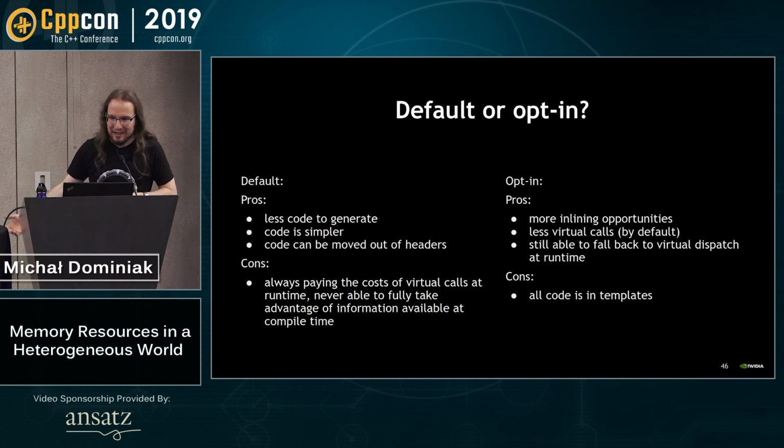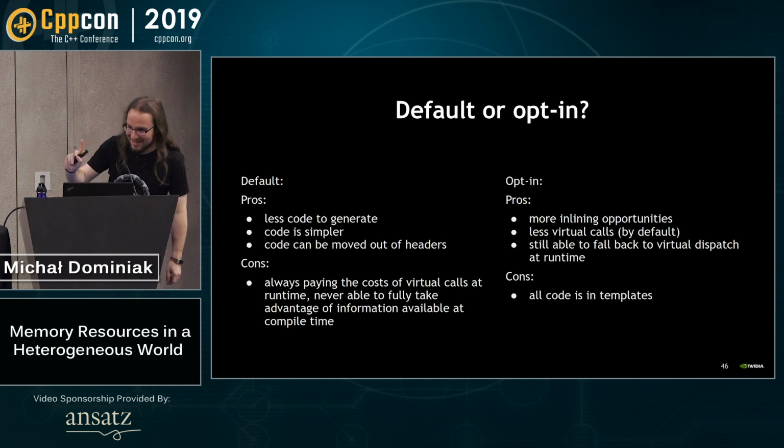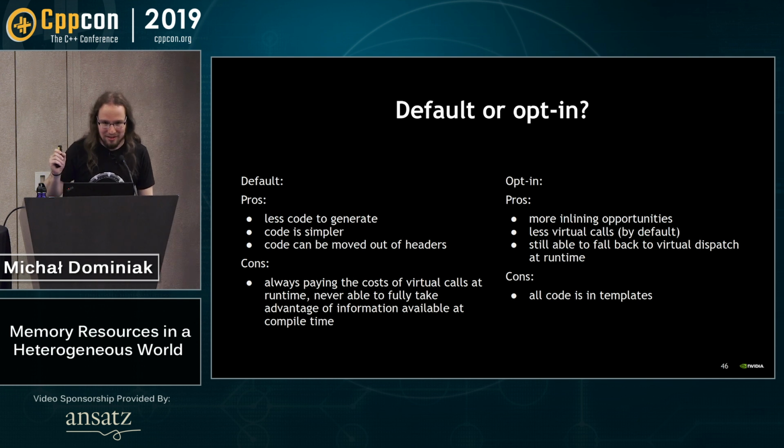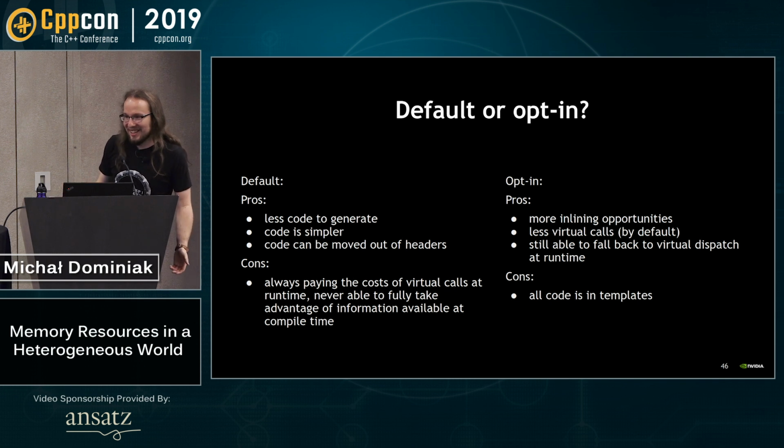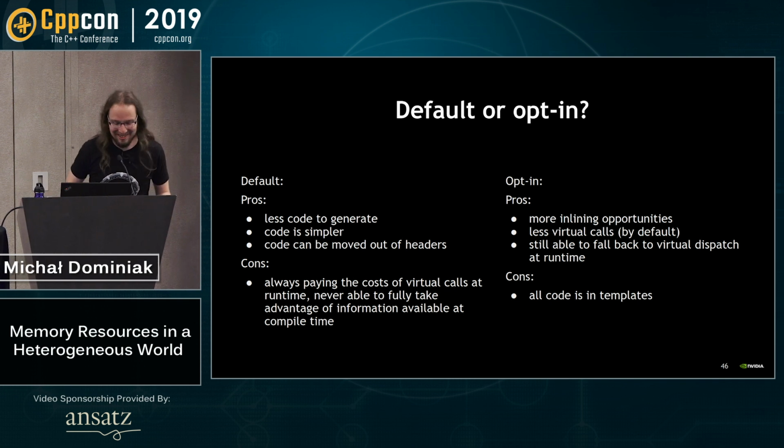When you make it opt-in, like in our case, because we still have virtual functions, we just don't use them as virtual functions. We make fewer virtual calls. We are easier to inline because you don't have to devirtualize a bunch of calls. And we are still able to fall back to the virtual dispatch at runtime if necessary. All of our code is templates. But since our library is templates, pretty much nothing else, we don't really care because our compile times aren't that great anyway. So it's all good.